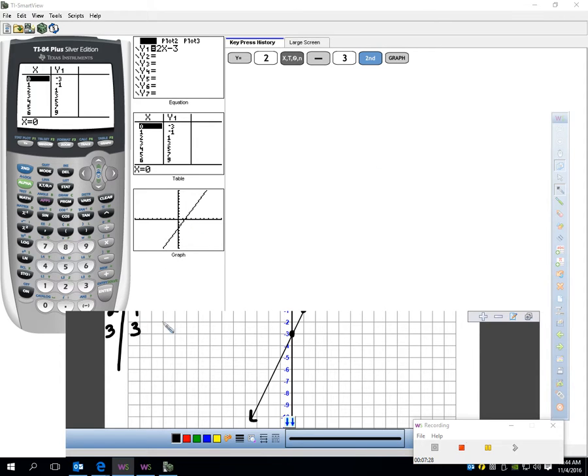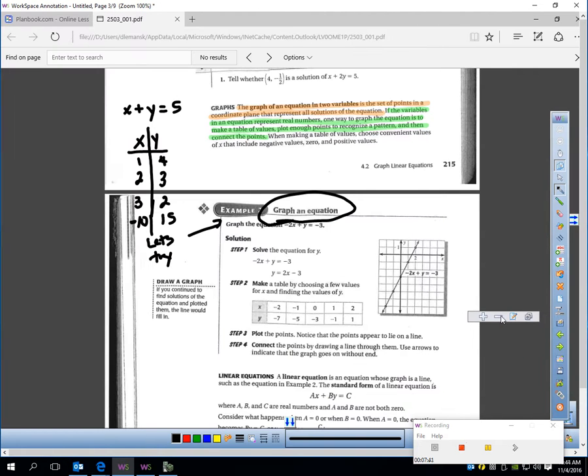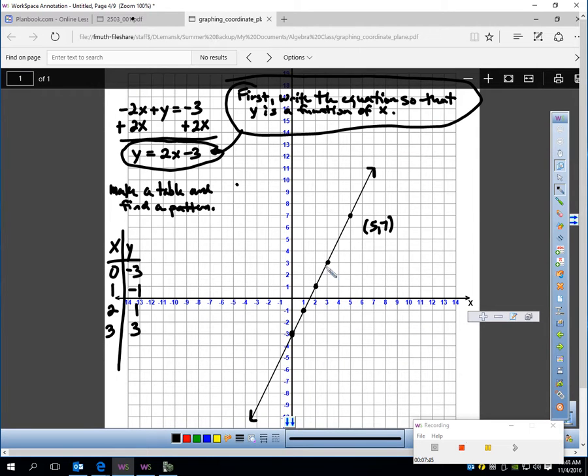Anyway, there's my equation. There's my graph. So I've now answered the question. It said graph the equation. I just did. It's right here. Make sure we draw a line through those points. Put arrows at the end. The arrows at the end signify that this is going on forever.